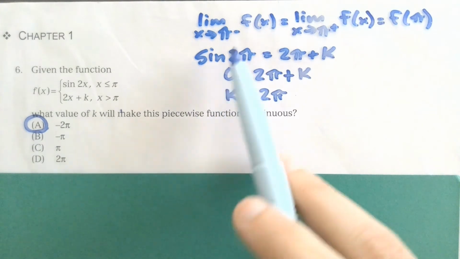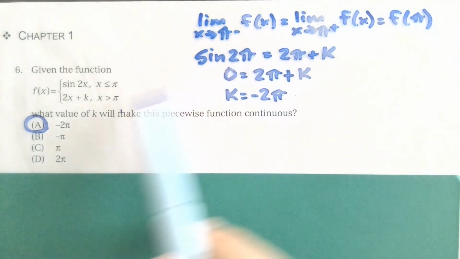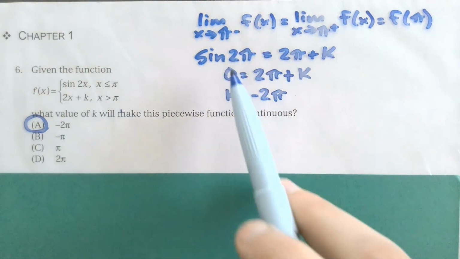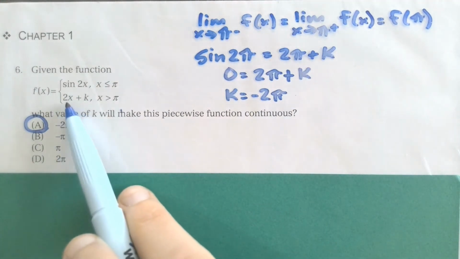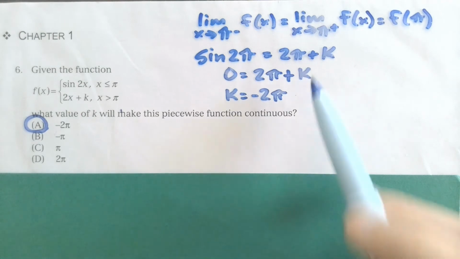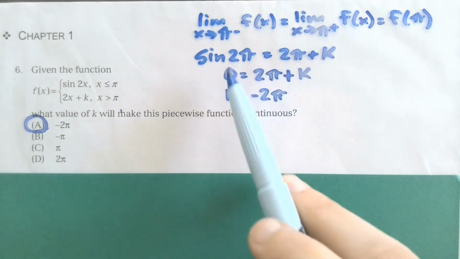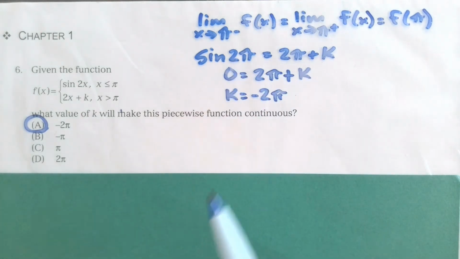Then we're just plugging in: our limit from the left of pi is just plugging pi into our piece on the left. Our limit from the right of pi is just plugging pi into the piece on the right. And then simplifying, sine of 2 pi is 0. Subtracting 2 pi over gives us a negative 2 pi for k.